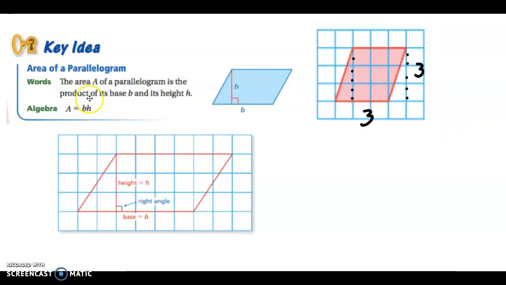Here's what's in the book. It just tells you the formula. Area is base times height. So in this case, it would be 3 times 3, which is 9 centimeters squared, or units squared.